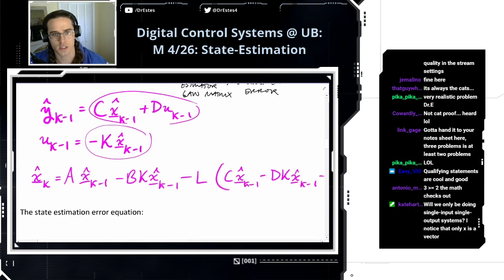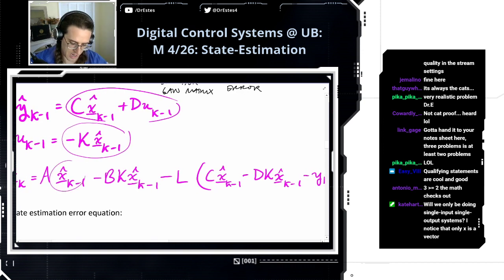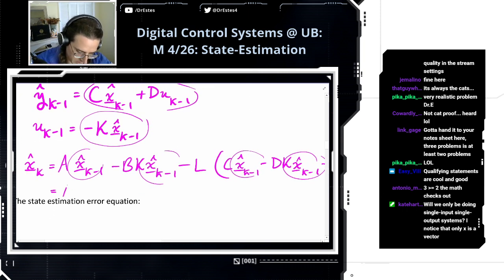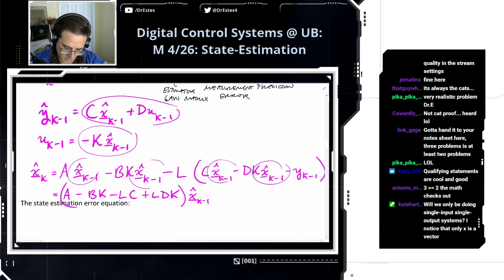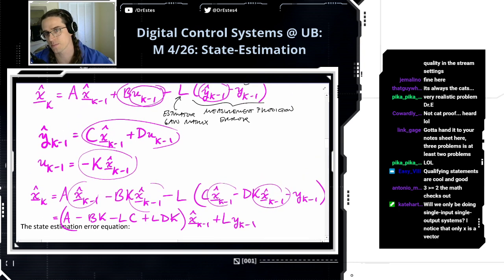All right, and now notice, this equation depends a lot on the estimated states. They keep popping up over and over again. So let's gather those terms. It's going to be A minus BK minus LC plus LDK times my estimated states plus L times y at k minus 1. You didn't know you were going to be doing so much linear algebra today. Well, you are. Okay, so we just rearranged this state estimate equation, substituting in terms that we know. So I guess we simplified the equation a little bit, even if it doesn't really look like it.